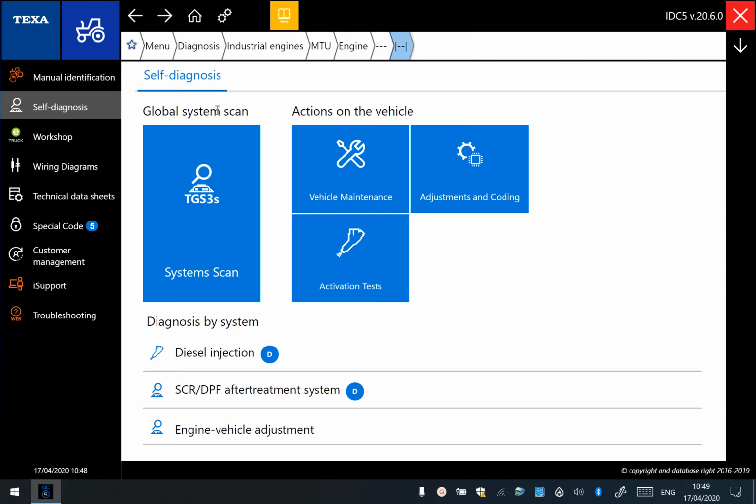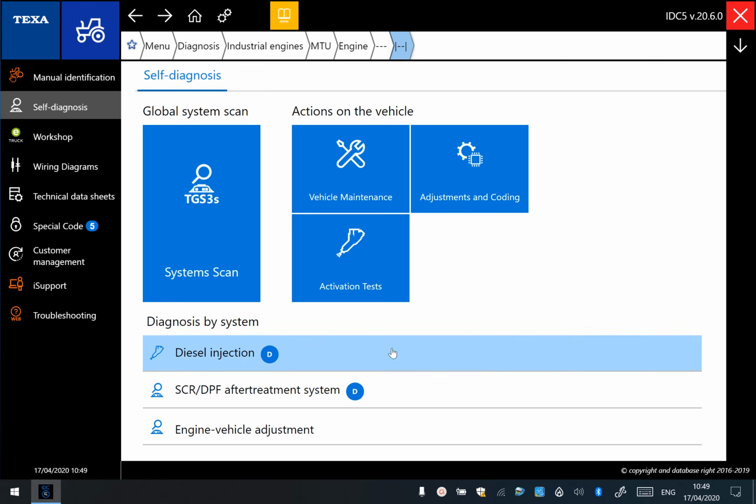So what we've got here is global system scan. Now this is more applicable to CAN bus systems on trucks and cars and so on, where there's a multitude of systems to connect to. So it gives a general health check. Very useful, but obviously for the engines themselves or just the generators, we're just focusing on the engine. So, like I said, not so applicable now.